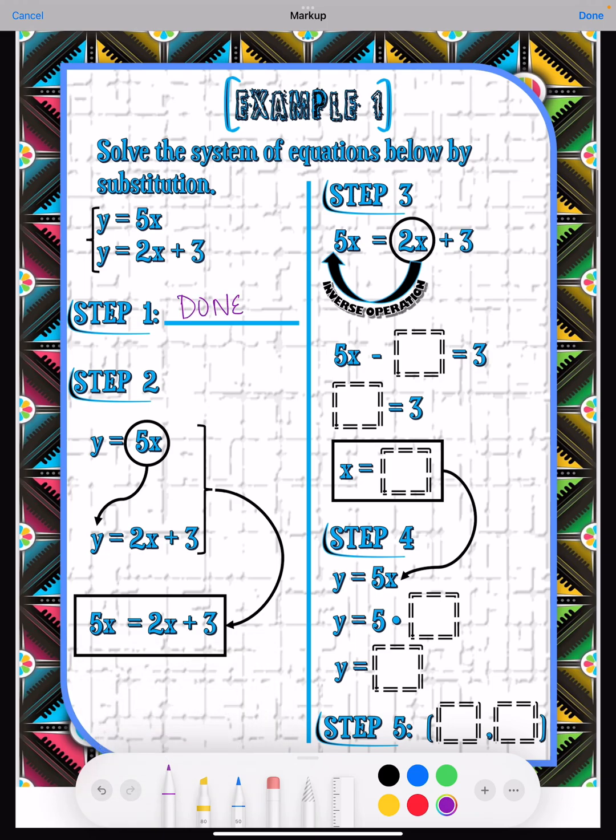So step 1 is done. I only need one of the equations to look like that. In this case, both of them do. That's fine. But what I'm going to do is I'm going to take this first 5x here, and because that's equal to y, that means it's going to be equal to this y as well. So I'm going to take that in step 2, and I'm going to plug it in for this y, leaving me with, instead of y equals 2x plus 3, I've got 5x equals 2x plus 3, because those are equal to each other.